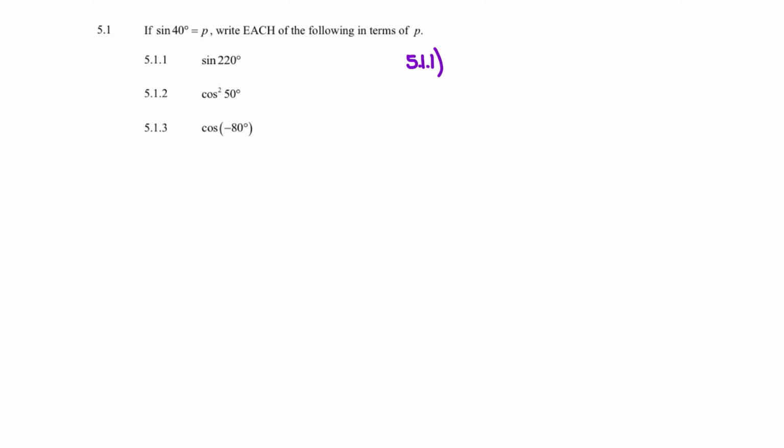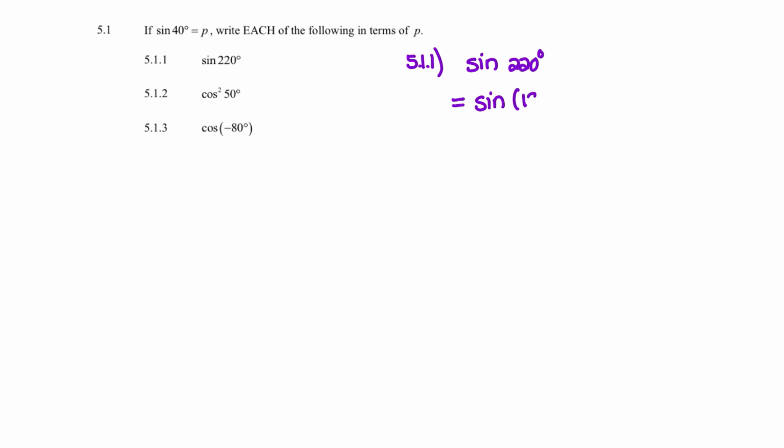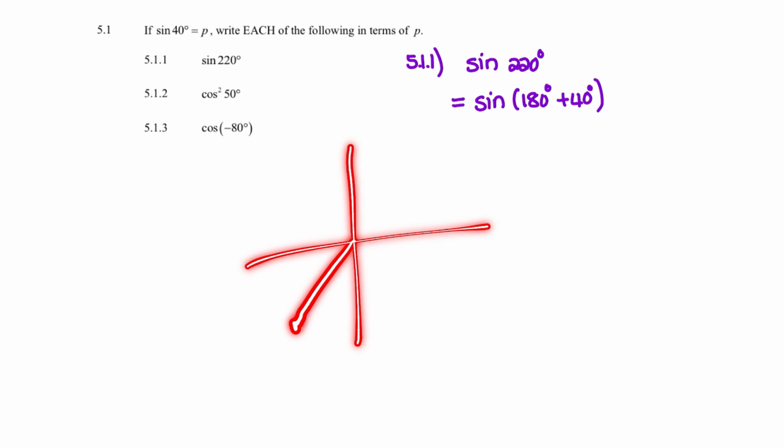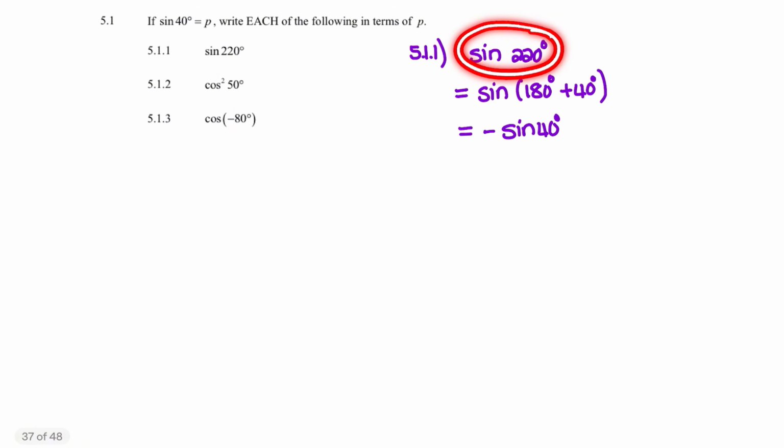5.1.1. We have sine of 220 degrees. So we know that that's an angle in the third quadrant. So we can rewrite 220 degrees as sine of 180 degrees plus 40 degrees. Now we also know that in the third quadrant, sine would be negative. So when I reduce this to an acute angle, I have negative sine of 40 degrees. So sine of 220 degrees is equal to negative sine of 40 degrees.